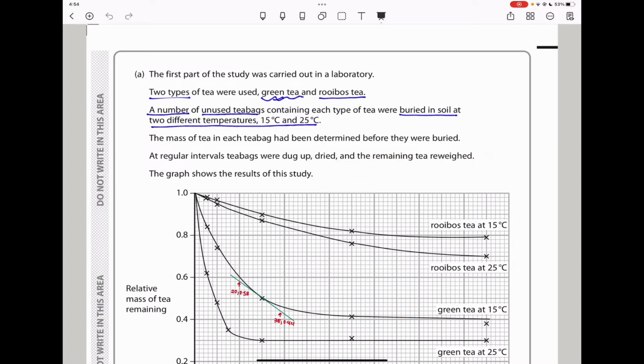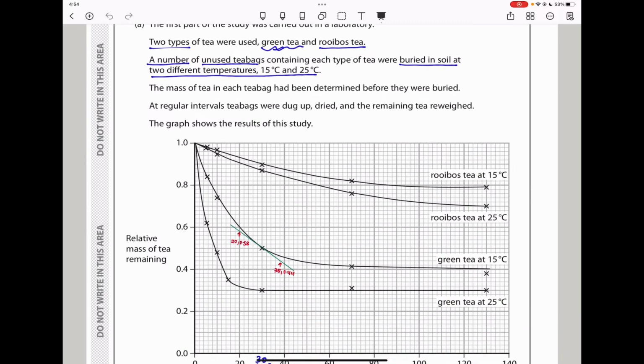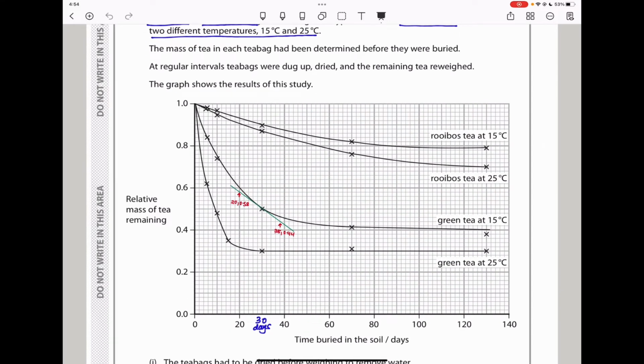The diagram shows the results of this study. So we can see the different types of teas, green tea and rooibos tea, at different temperatures. We can see the relative mass of tea remaining is lower for green tea in comparison to rooibos tea. And we can see there is greater decomposition at a higher temperature, because the relative mass of tea remaining is less for both types of tea depending on the temperature.